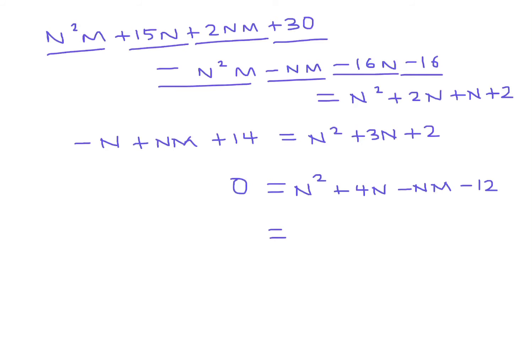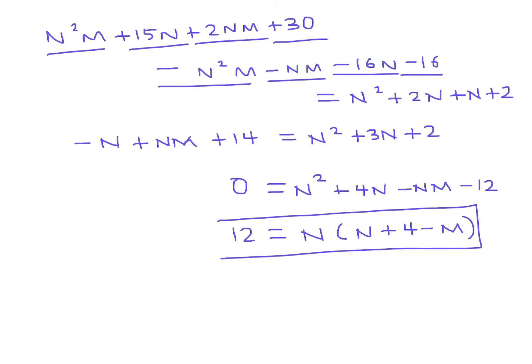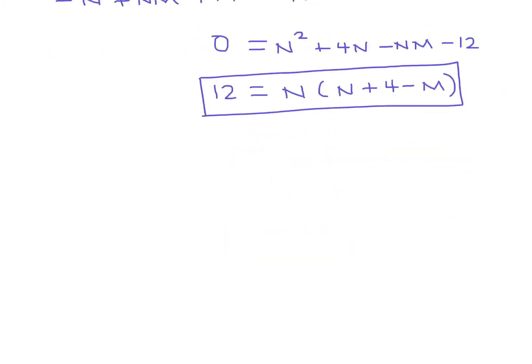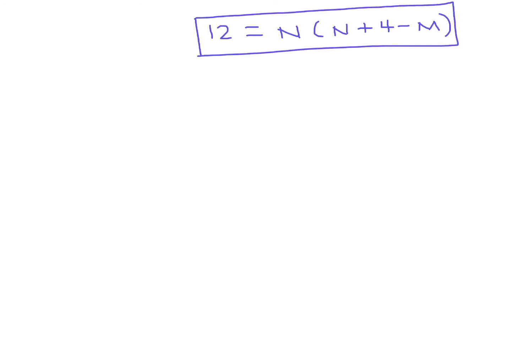Okay, what can we do now? I guess we can factor out an n. That'll give me n plus 4 minus m, and I'll bring the 12 over. And that's about as far as I can go. Okay, so how do you solve this? Well, because you have two variables, we have to use something called inspection. All right? So inspection basically means you have to plug in some numbers and see what happens.